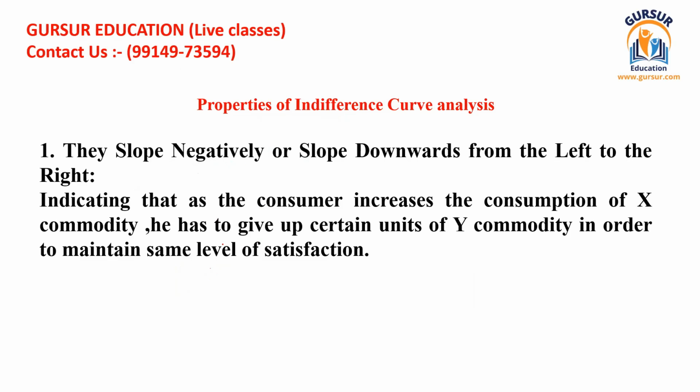You can simply see from the curve I am making. This is representing the indifference curve. So you can see its slope is decreasing, always decreasing, and it goes from left to right. It starts from the left and goes to the right. So this is the first property of indifference curve.